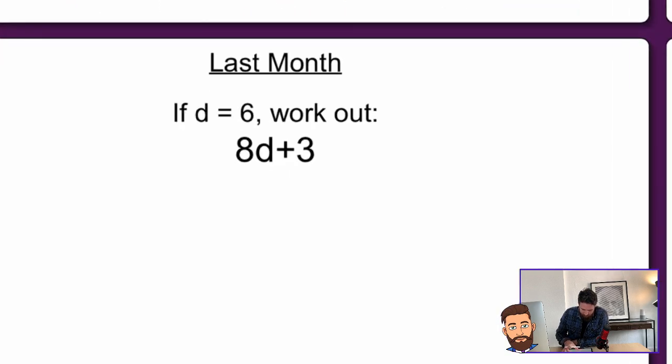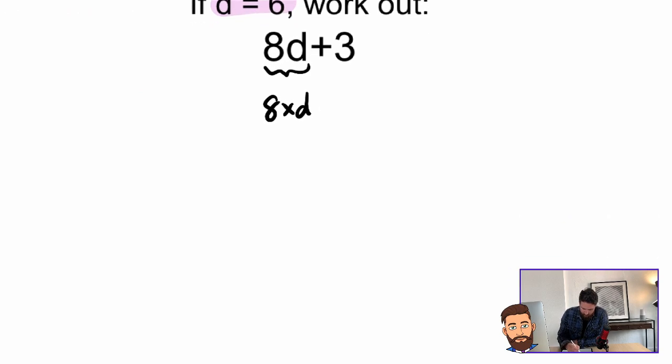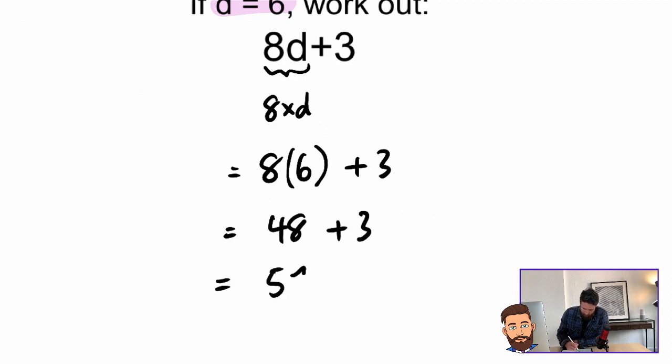To the bottom left, if D is equal to 6, work out 8D plus 3. Well, remember, 8D means 8 times D. So if we know D is 6, 8 times 6 is 48. So 8 times 6 is what this is saying, plus 3. So that equals 48 plus 3, which is 51. Substitution is this topic, something that will be coming up in the lesson series. Okay, we have to substitute in.